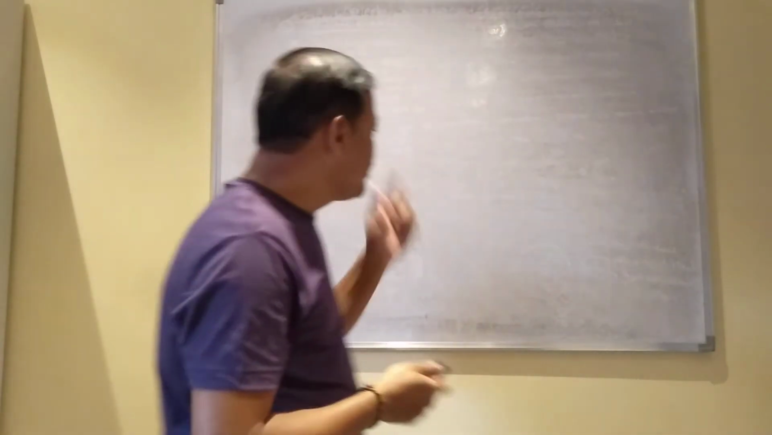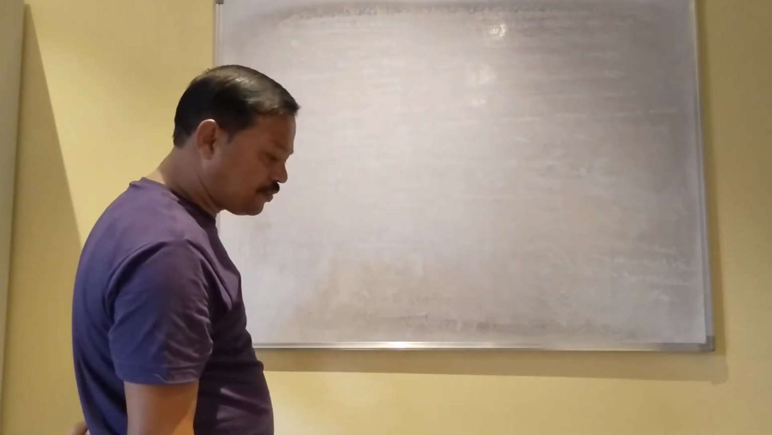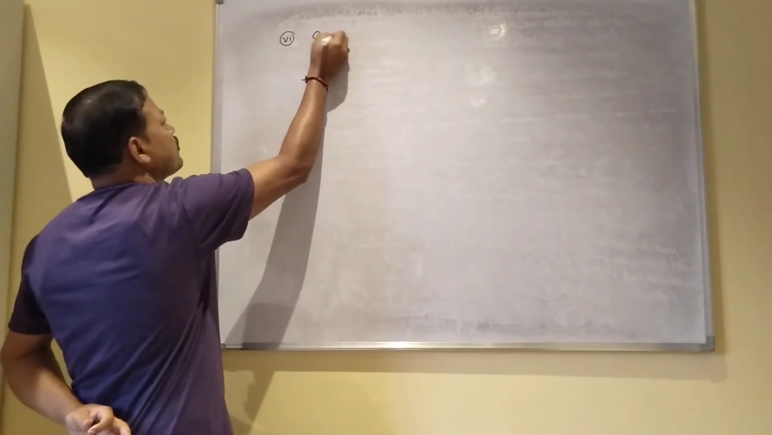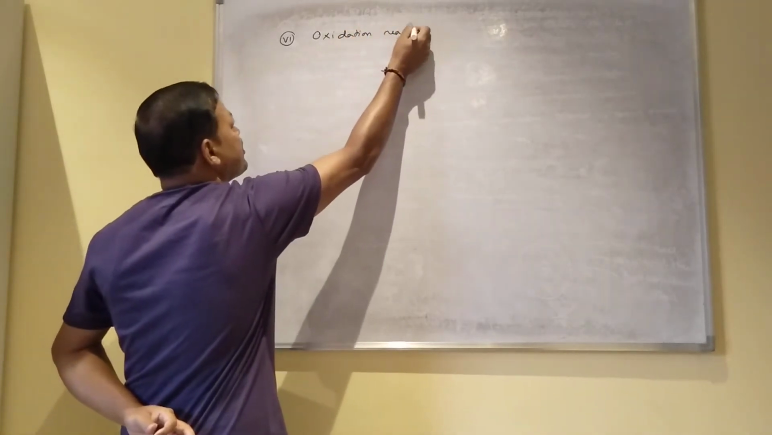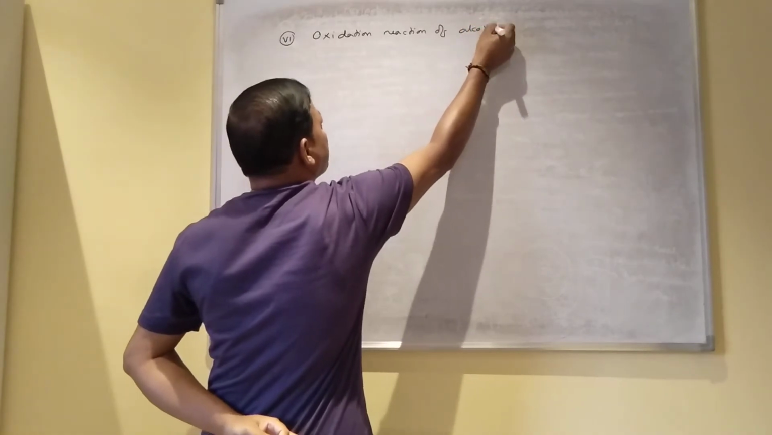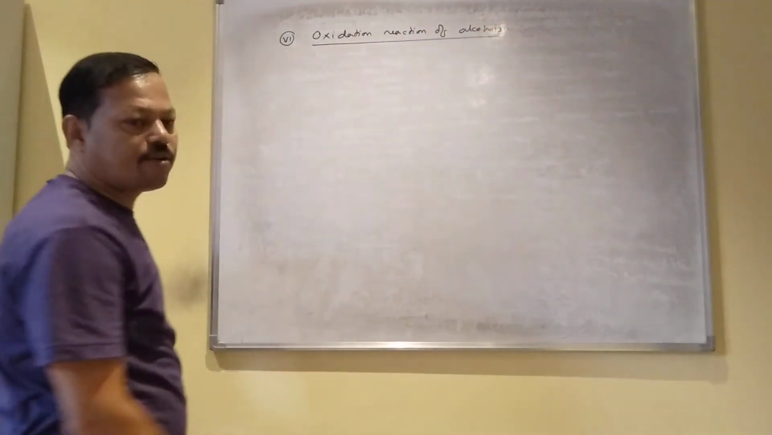So after that I will tell you the answer. Next reaction, I think this will be number 6, oxidation reaction of alcohols. Oxidation reaction of alcohols.